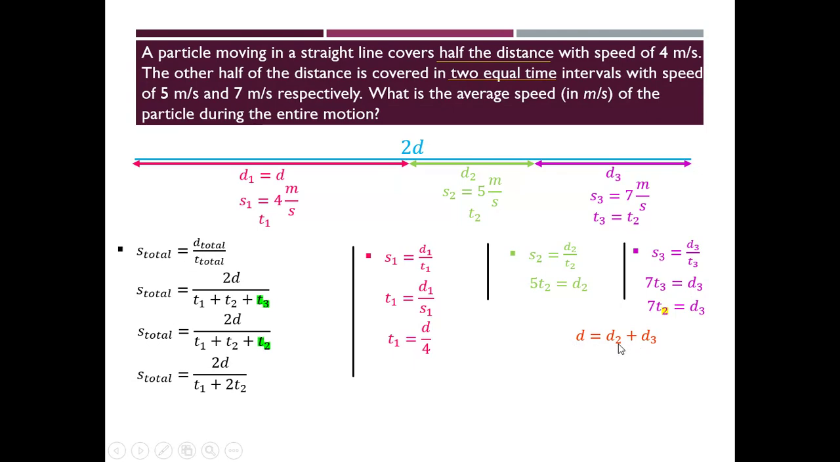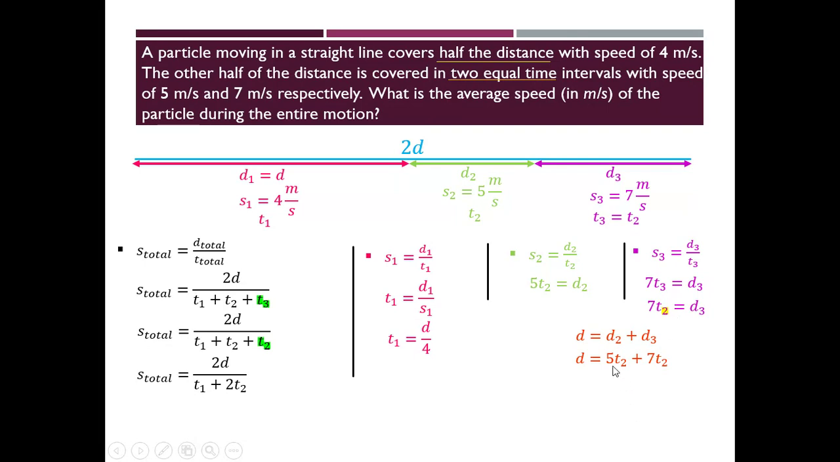Well, what's D2? I just solved for D2 here in terms of T2. So I can resubstitute D2 with 5T2. At the same time, I can substitute D3 with 7T2. So instead of D2, I'm just going to say D2 is 5T2. And instead of D3, I'm just going to say D3 is 7T2 because they are equal to.